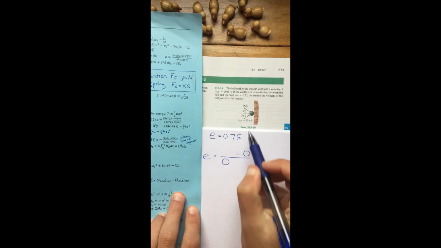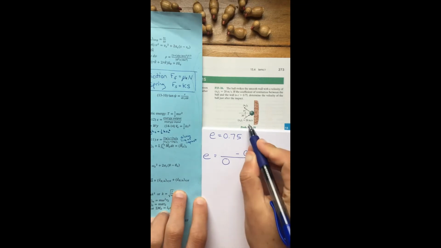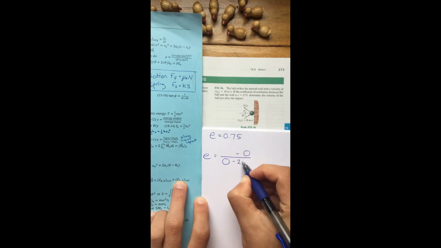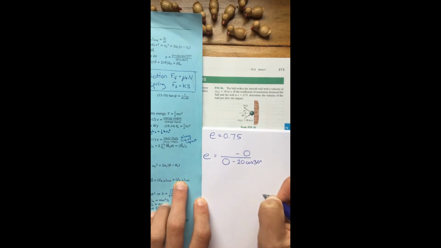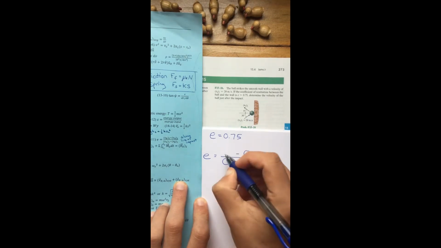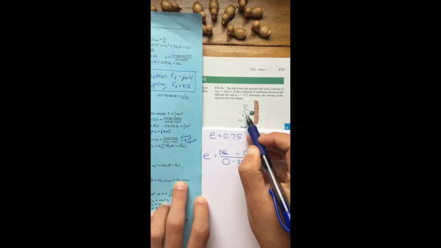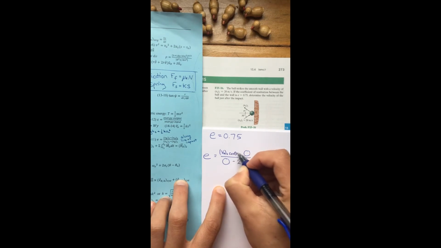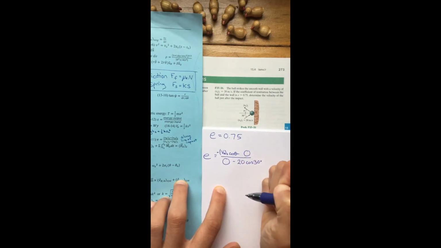So the initial velocity of the ball is 20 meters per second. The x component of that is 20 times cosine of 30 degrees. The final velocity of the ball is VB2, that's what I'm looking for, and the x component would be VB2 times cosine theta. But if I do this, they show me that the velocity is this way. This is in the negative direction, so I should stick a negative sign in there.